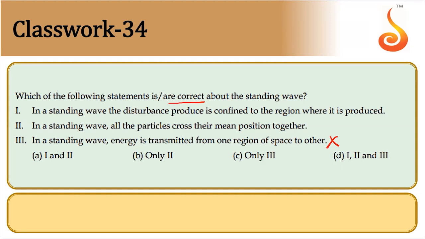So it is confined to a given region. That is correct. Then all the particles cross their mean position together, though not in the same direction. So within a loop or a segment, all of them cross the mean position together in the same direction. If you take neighboring loops, they cross in opposite directions. So 1 and 2 are correct. So it must be option A.